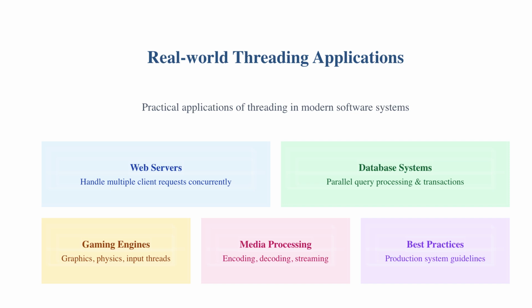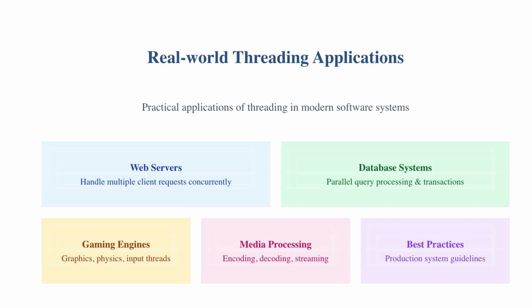Gaming engines showcase sophisticated threading architectures. They typically separate graphics rendering, physics calculations, and user input processing into different threads. This ensures smooth gameplay, even when one subsystem is under heavy load.